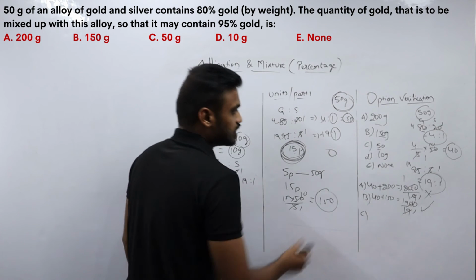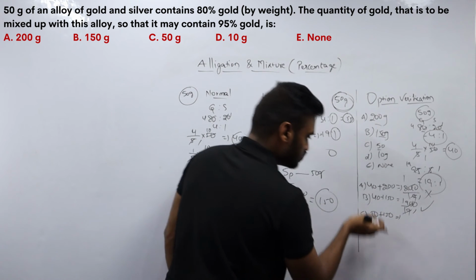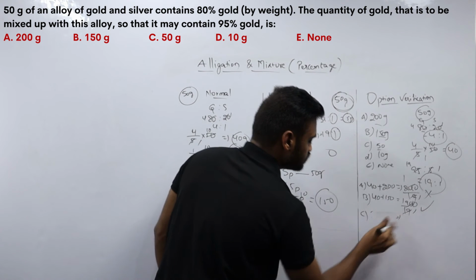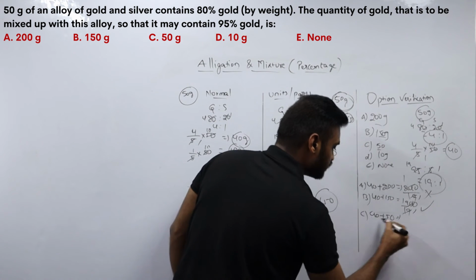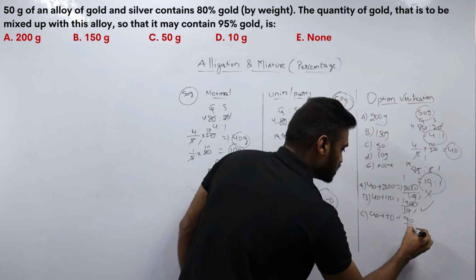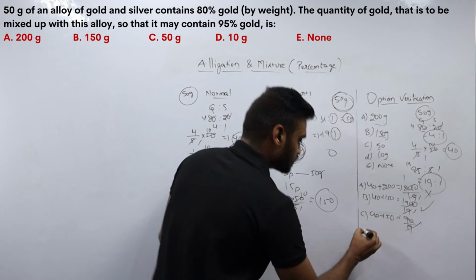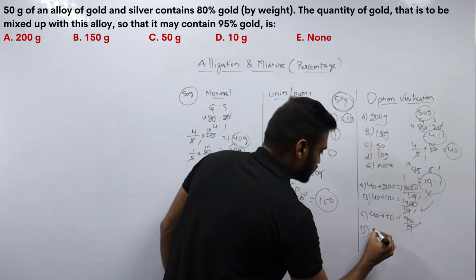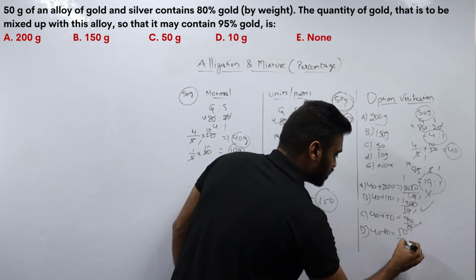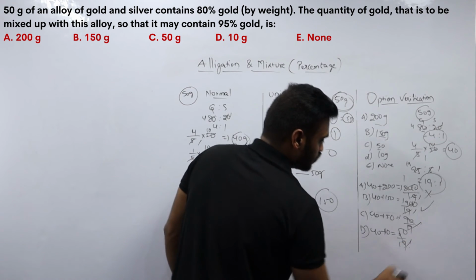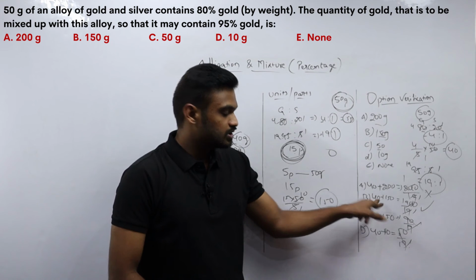And let's see the C value, that is 50. Sorry, 40 plus 50. To this 40 grams I am adding 50 grams. I will get 40 plus 50, that is 90. 90 by 19. So 90 is not exactly divisible by 19. So this is not the answer. And D is 10 grams. So 40 plus 10, we will get 50, and 50 is not exactly divisible by 19. So this is not the answer. So only B is divisible by 19. That is, B is the answer.